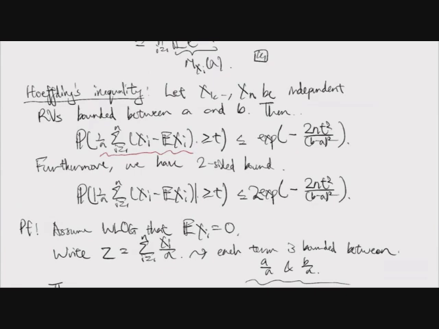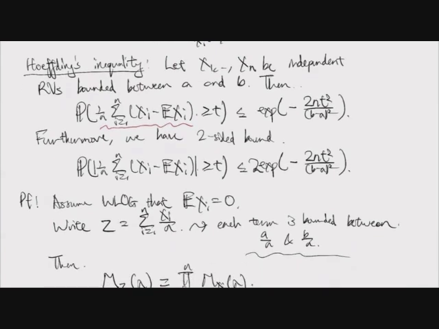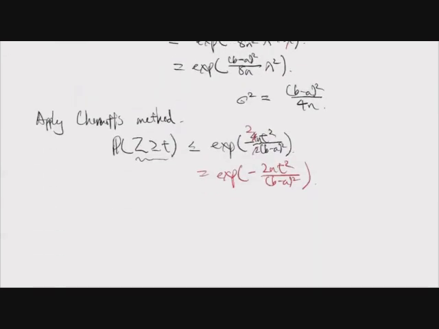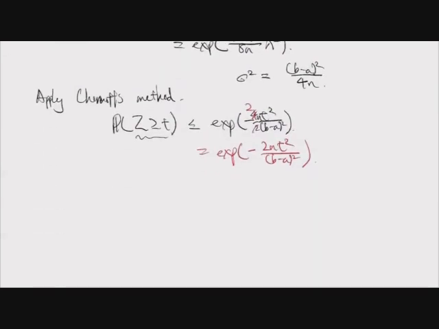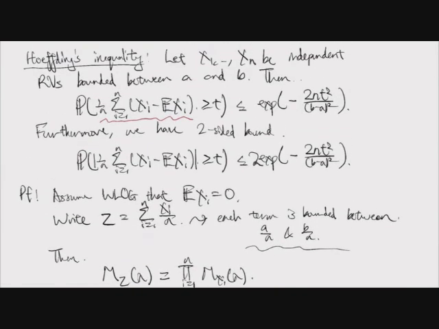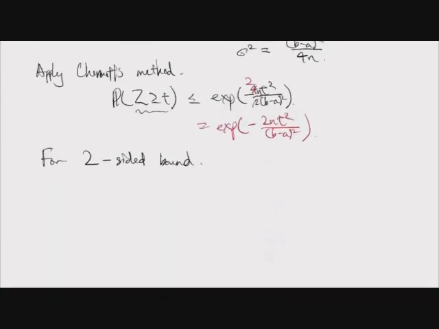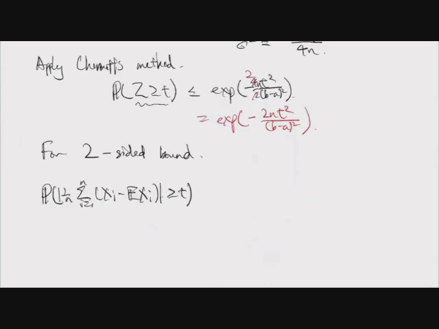Okay, how do we get the second statement? We have a bound on one side, and now we just need a bound on the other side. Okay, and to be more precise, let's do this a bit more carefully. So for the two-sided bound, what I want to do is to take this left-hand side and break it up into two parts.